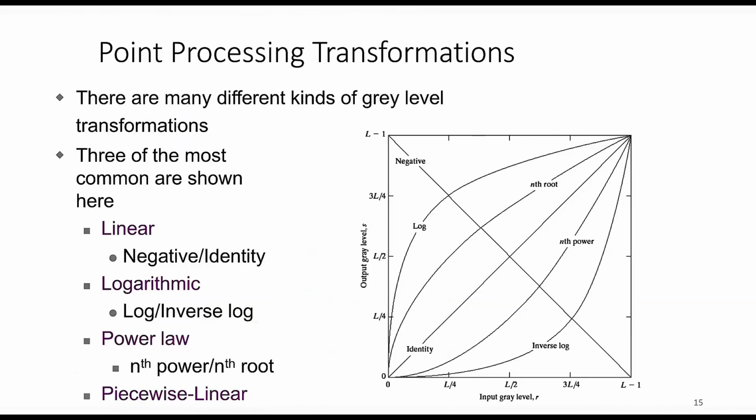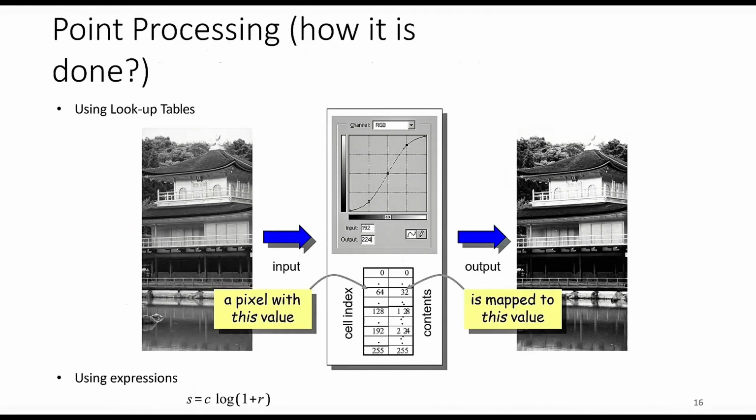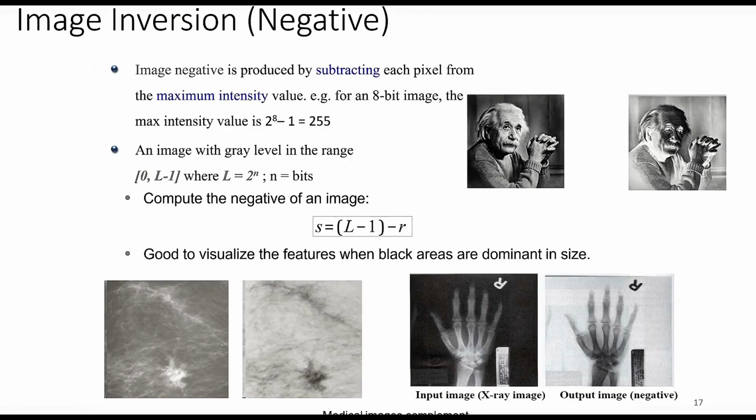So let's say I have any of these curves, how do we do it in a computer? In a computer, I will have a lookup table that will map one point to another point. This is just for a computer, nothing else. Like 64 will be mapped to 32. Anyhow, this is out of scope. Again, the negative is L minus 1 minus r. What is L? L is the number of levels, let's say 256 in an image. So it will be 255 minus the intensity level.